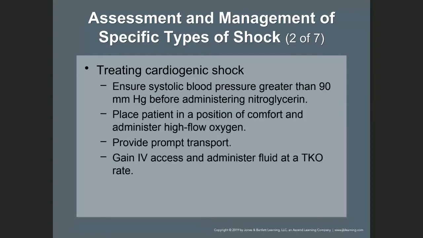Treating cardiogenic shock. Ensure systolic blood pressure is greater than 90 millimeters of mercury before administering nitroglycerin. Very important point. If you are thinking about giving the patient nitroglycerin, you need to bring that pressure up, and you need to do a 12-lead ECG on the patient. Place the patient in the position of comfort and administer high-flow oxygen. Provide prompt transport. Gain IV access and administer fluid at a TKO rate.